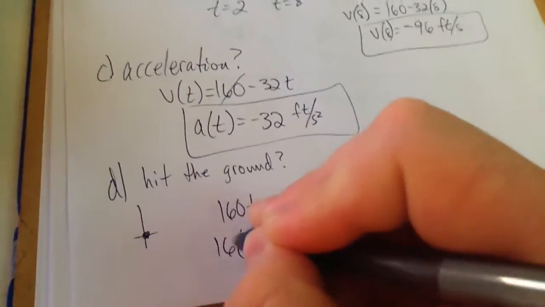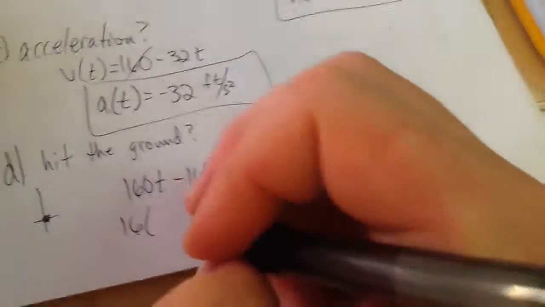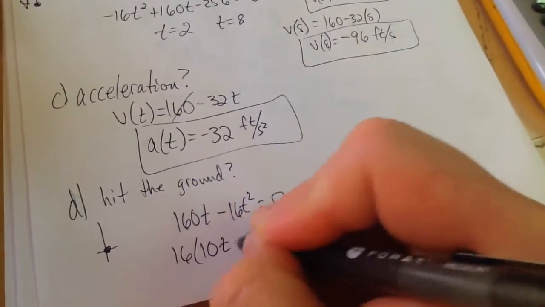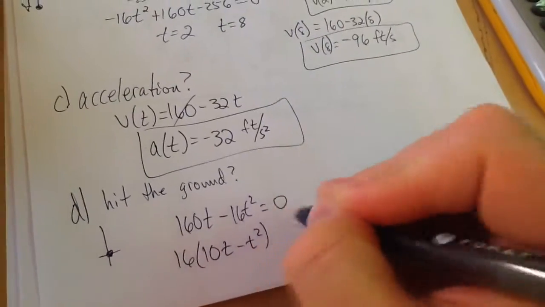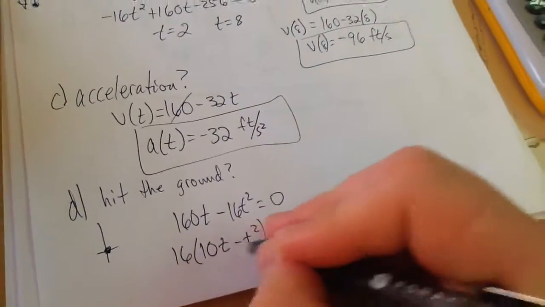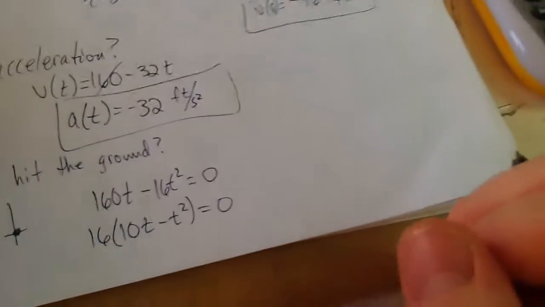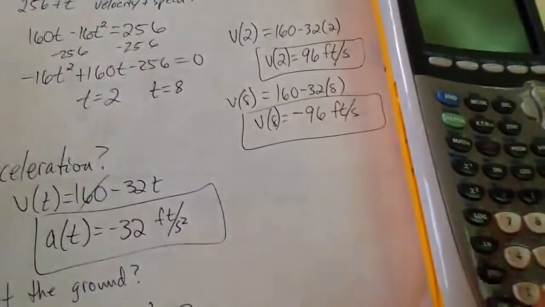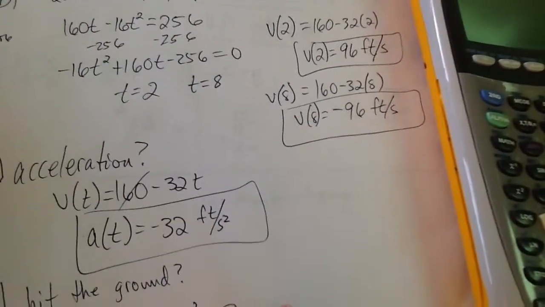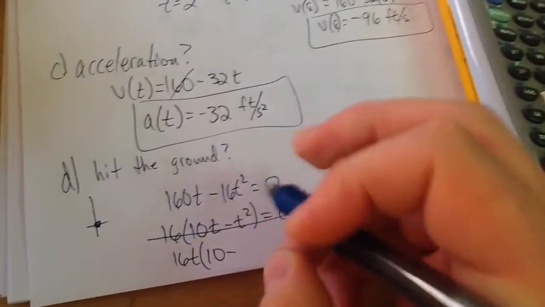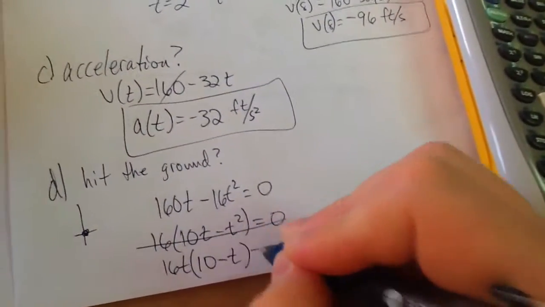So it'll be 16 times, what is 16 times 100? No, 10. 10t minus t squared. That's not factorable. Well, plug it into the calculator. Oh wait, yeah, that's factorable. Duh. Pull out 16t. So that'll give you 10 minus t equal to 0.